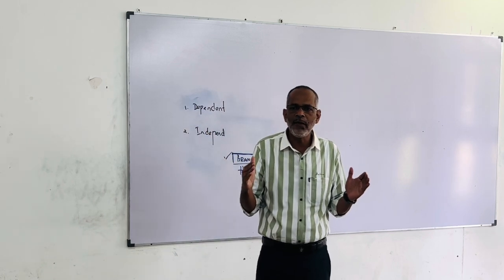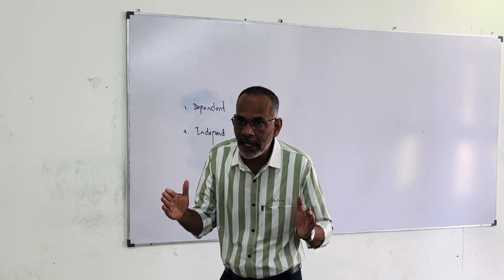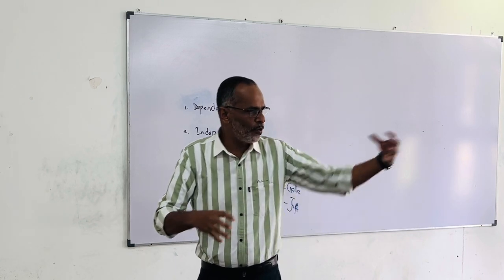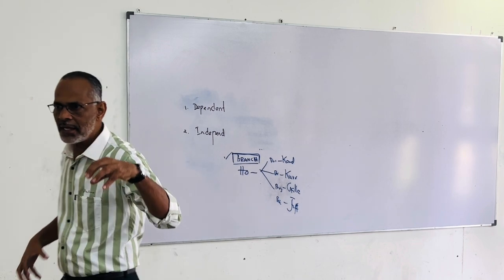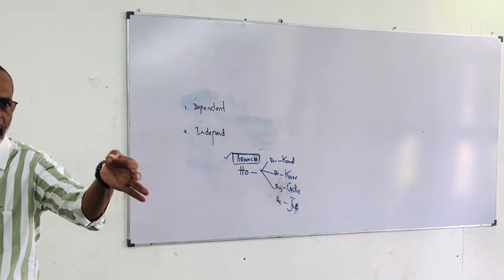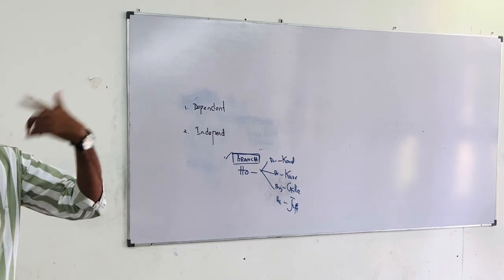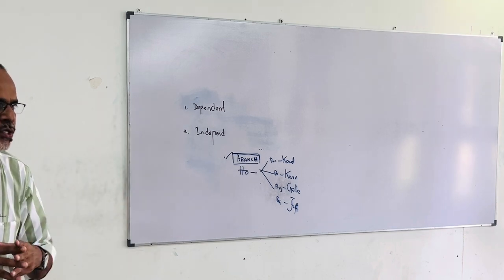If you are running the organization dependently, you can do the business. You can purchase. I will take Jaffna as the example. Jaffna is the branch, Colombo is the head office. Jaffna is purchasing material and selling the material, purchasing goods and selling the goods.